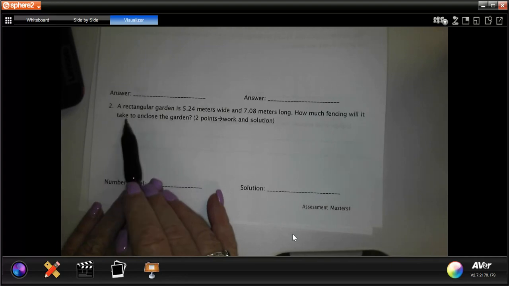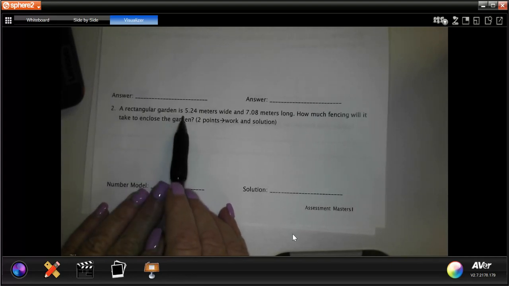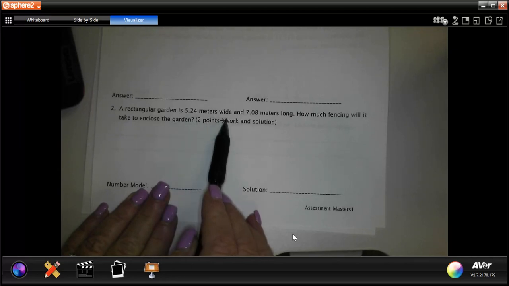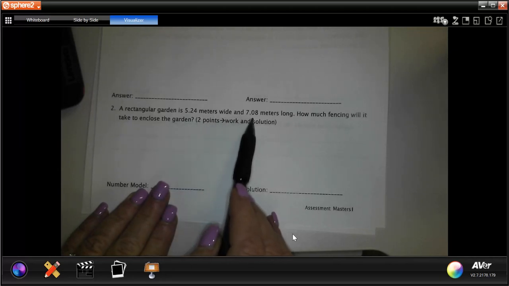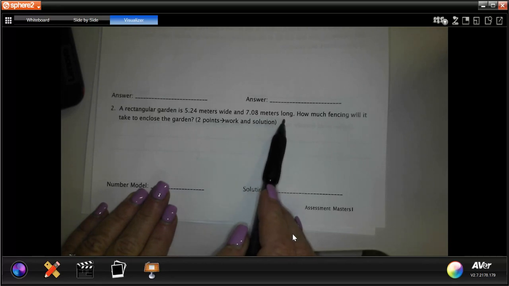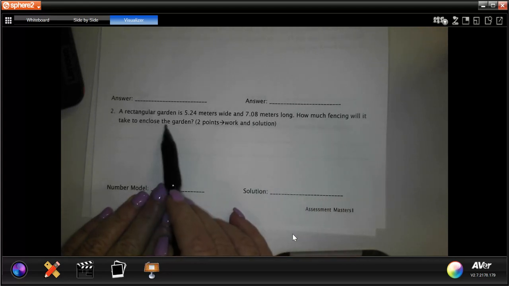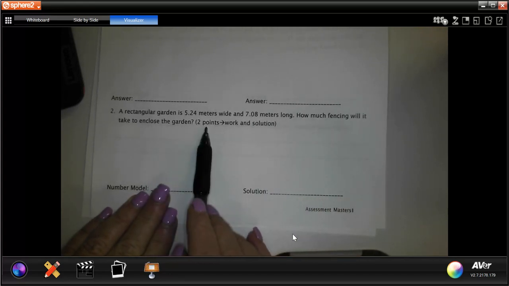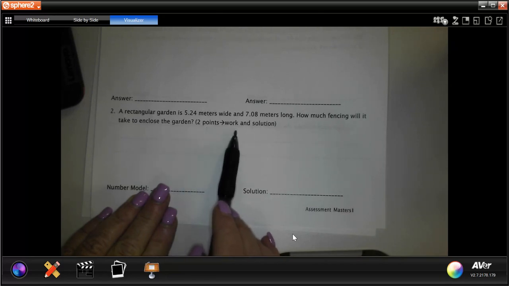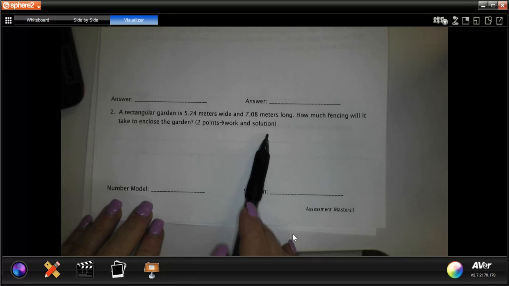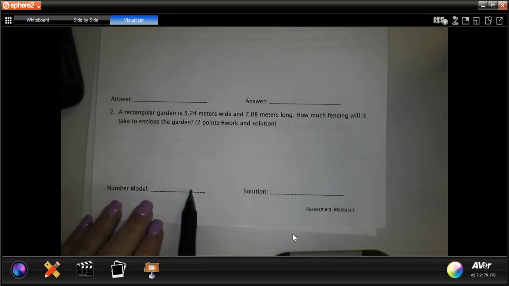Question 2 says a rectangular garden is 5.24 meters wide and 7.08 meters long. How much fencing will it take to enclose the garden? It's worth 2 points, showing your work and the solution. You'll have to show me your number model here, so what math operation did you use and what numbers? And then the solution here. Pause your video to finish that question.